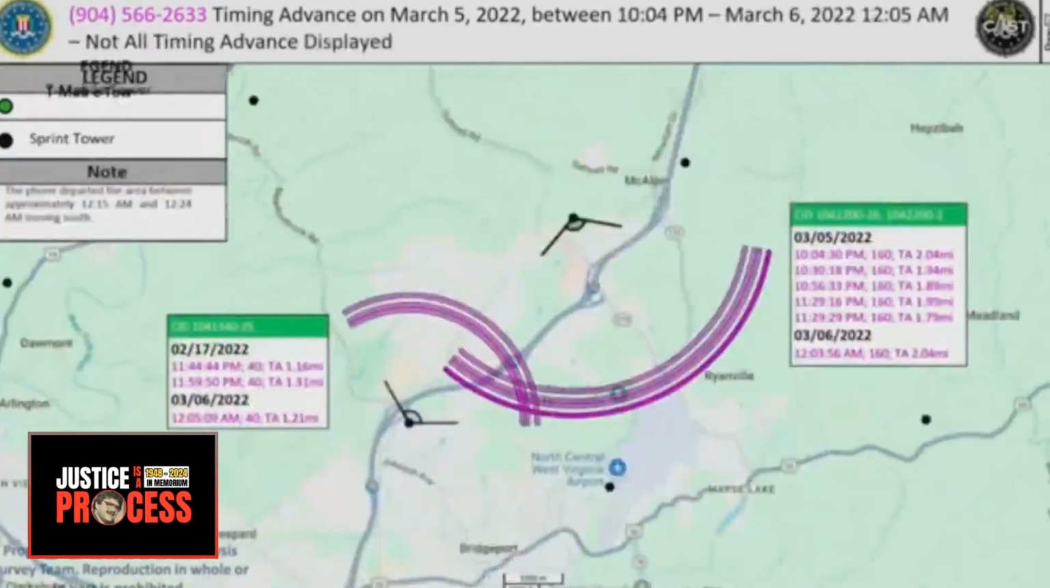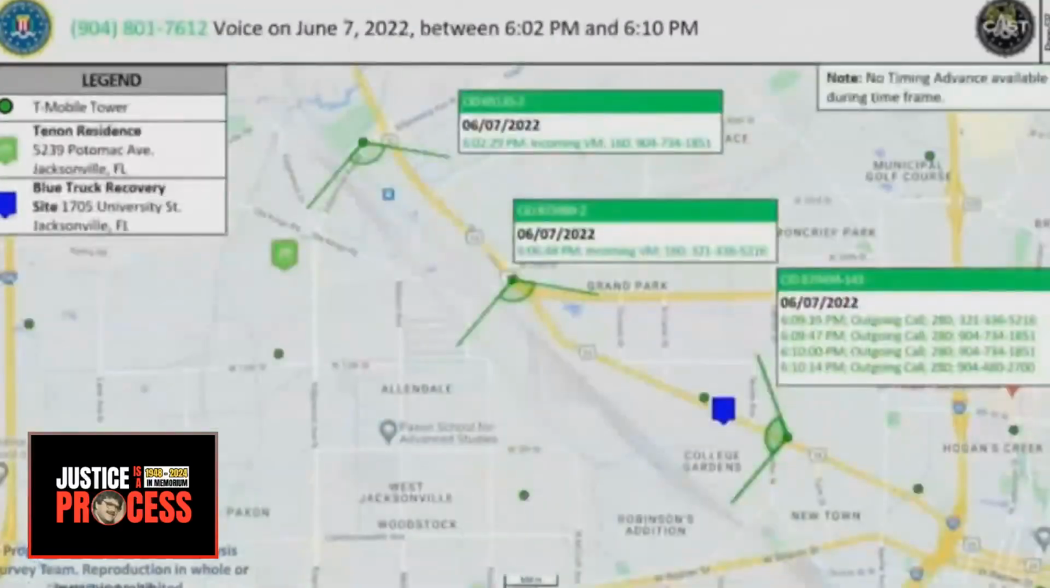And then here between 10:04 p.m. and 12:05 a.m. on March 5th into 6th, is this indicating another kind of what you would consider to be a stop in this route of travel? Yes, ma'am. Okay.